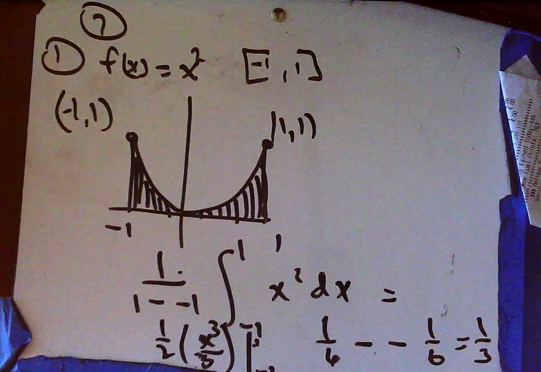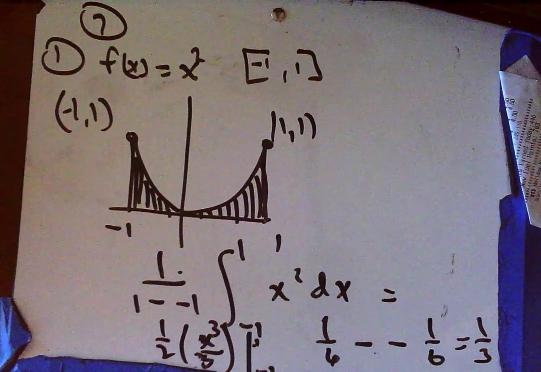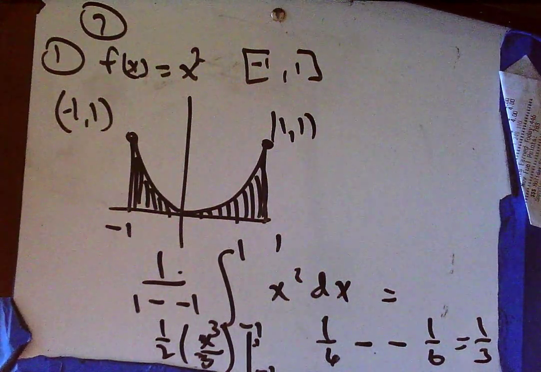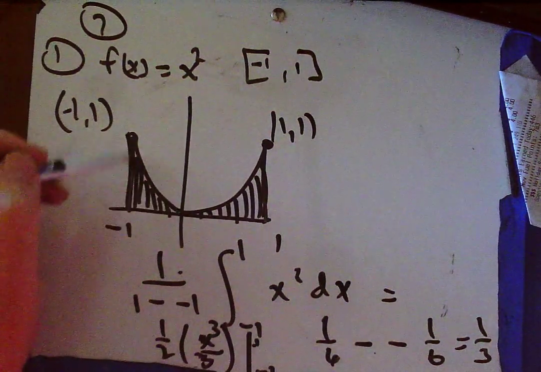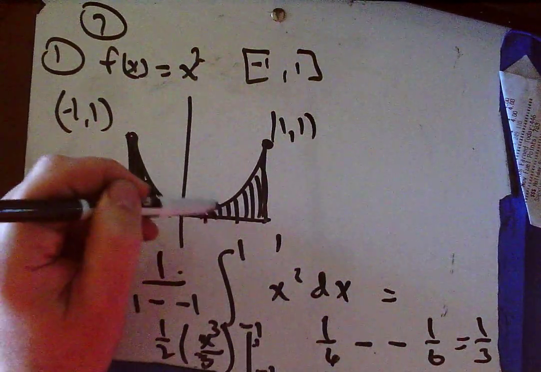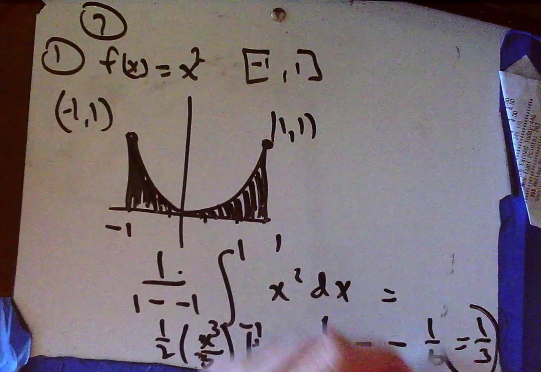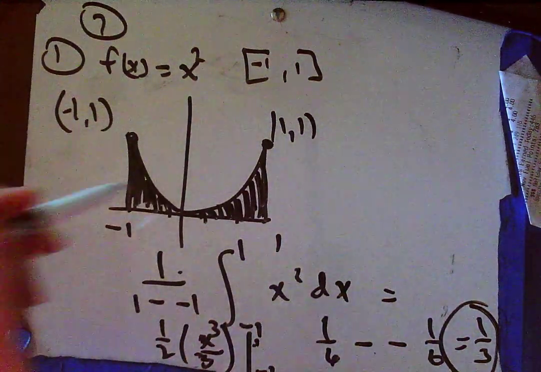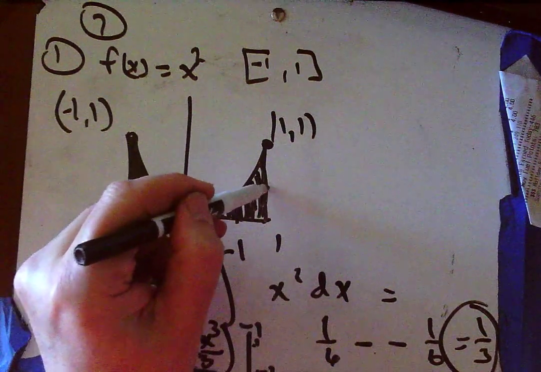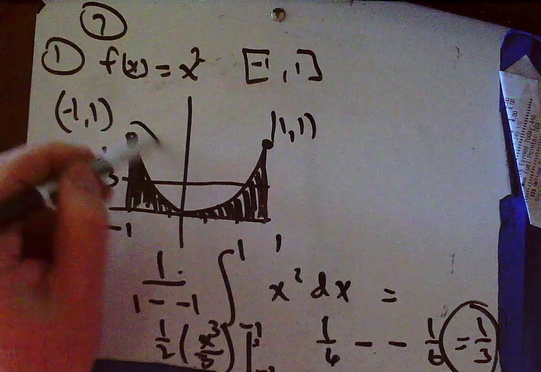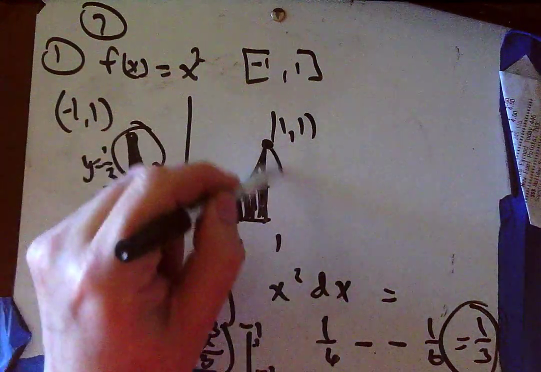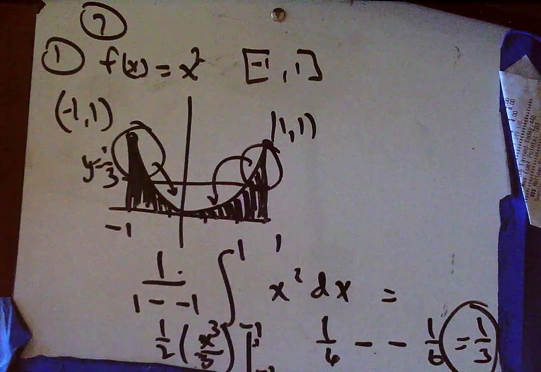So that's not the area. That's the average value. Average of all these heights. This height is 1. This height is 0. The average of all those heights is a height of 1/3. So I think the way we understand that is, if I draw the line y equals 1/3, then this area fits there, and this area fits there. Okay, average value.